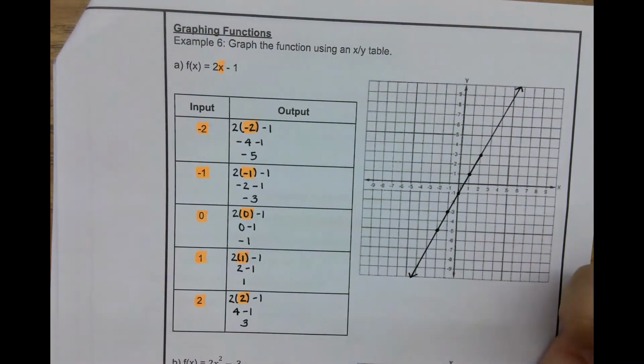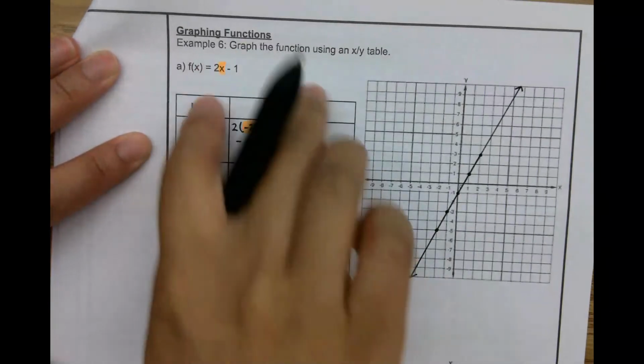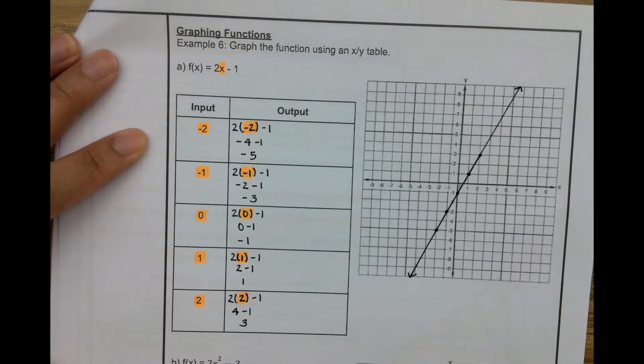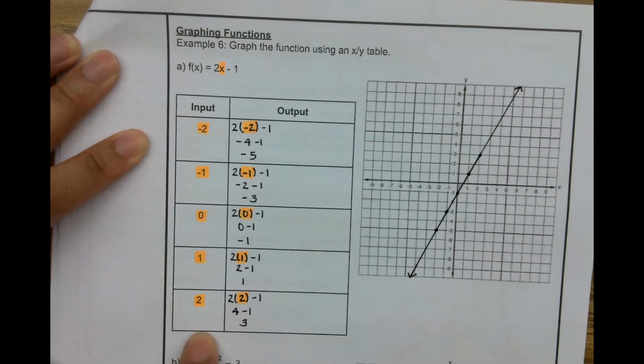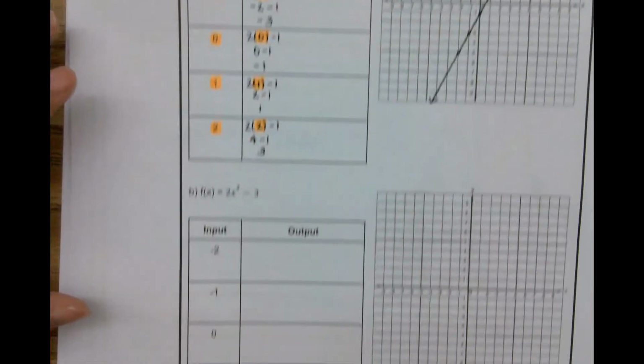Okay. In our next lesson, we'll eventually learn how to actually graph it without having to do an XY table. But for now, and with any function that you haven't learned how to officially graph yet, you can get a general shape of it by plugging in x values and figuring out what the y value is. Okay? So let's look at the next one.